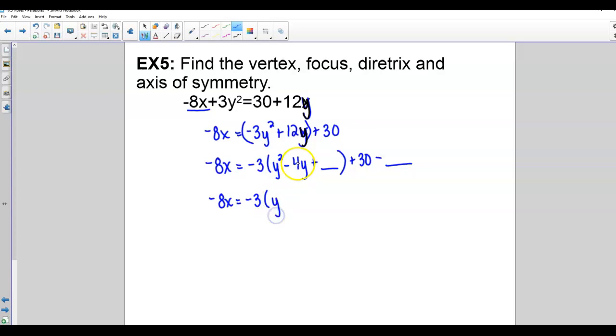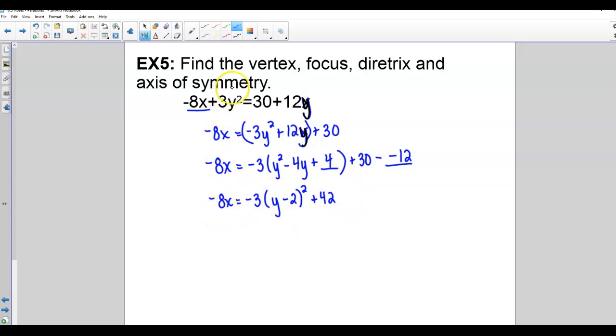We're going to have y. If we do 4 divided by 2, we're going to get a 2 here. When we square that 2, we'll get a 4. But remember, we've got to multiply the 4 by this number out front. So 4 times negative 3 is going to give us a negative 12. And if we have minus negative 12, that becomes a positive. So 30 plus 12 is going to give us 42. And so whenever we do this here, now we have completed the square.